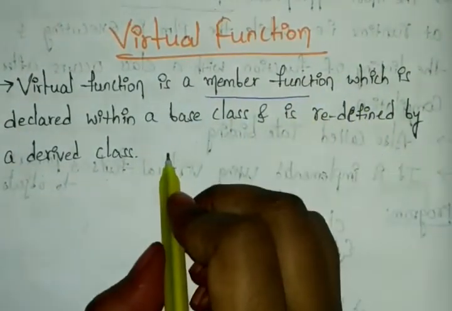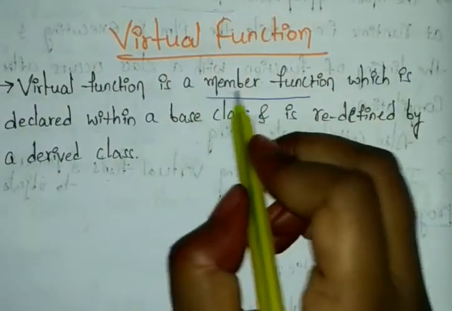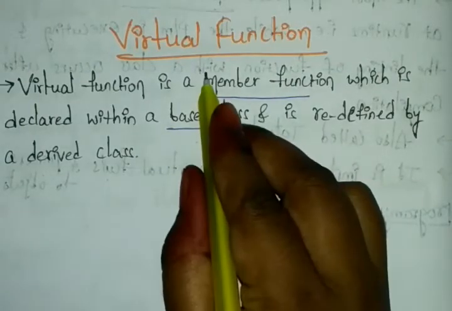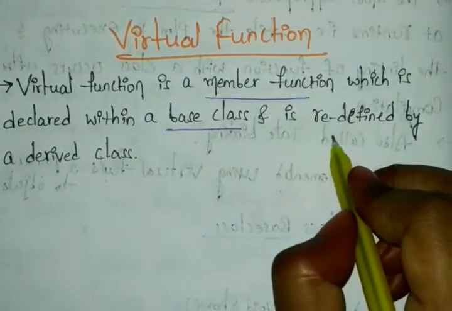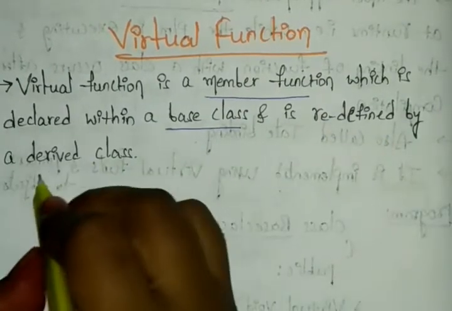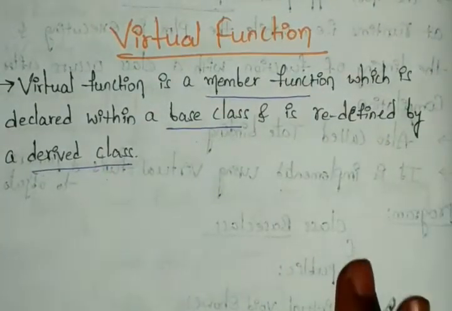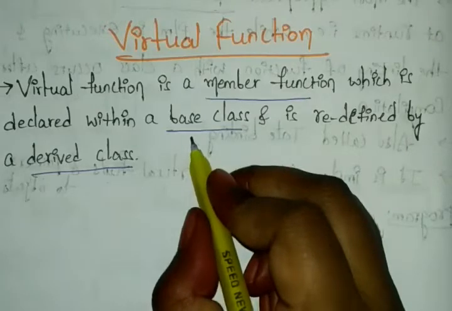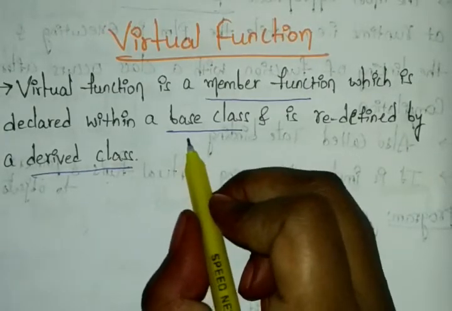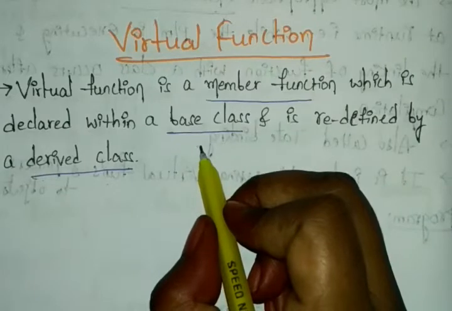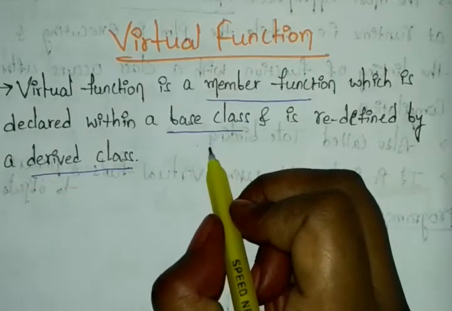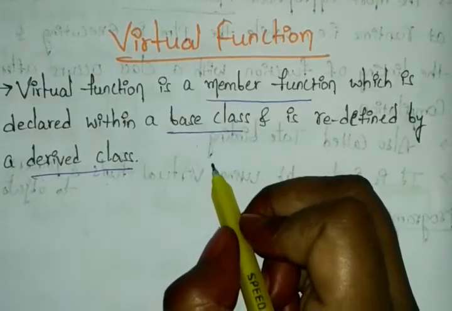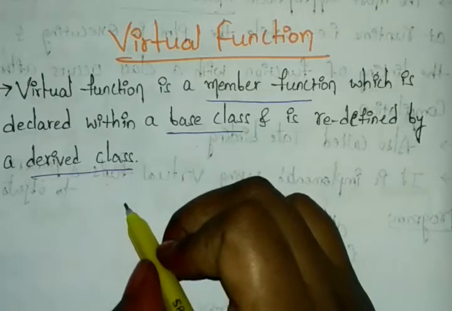You can declare this virtual function within our base class only. Within the base class we can declare the virtual function, and it can also be redefined by the derived class. You can see in inheritance we have the base class and the derived classes, like the parent and the child classes. Whatever member functions you declare in the base class will be redefined by the derived class.